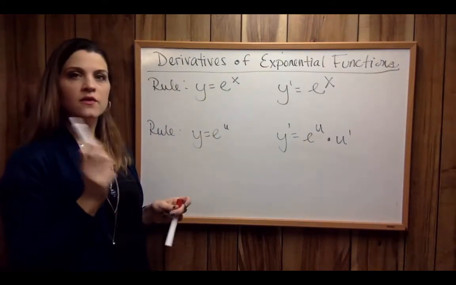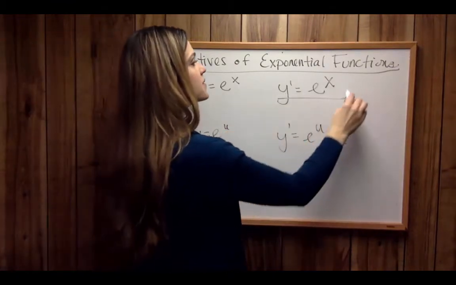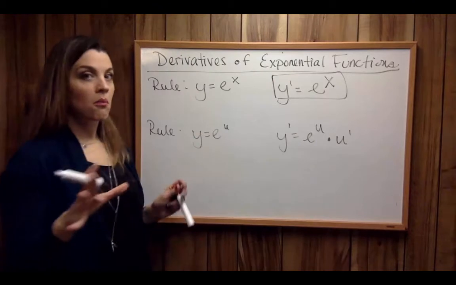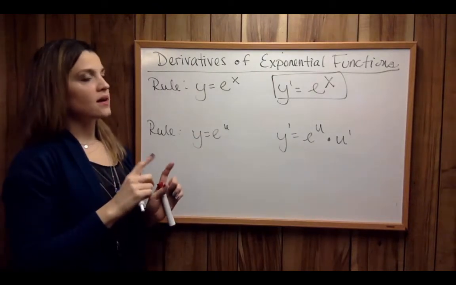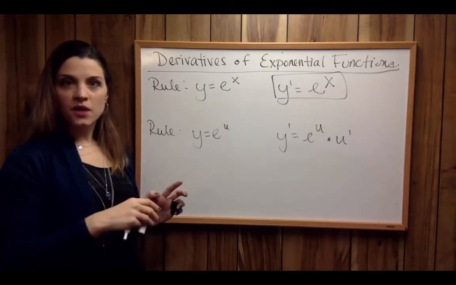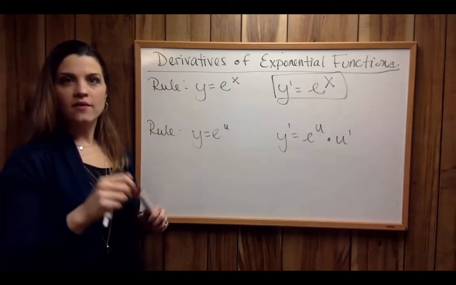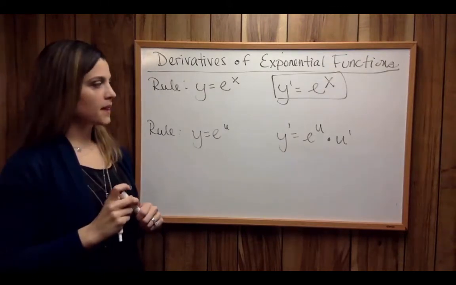If you had to take the derivative of e to the x, the rule is the derivative is e to the x. So it may seem strange, but the derivative of e to the x is e to the x. A proof of this is provided in a separate video for you to see how it's derived and how you can get this answer with all the mathematics behind it.